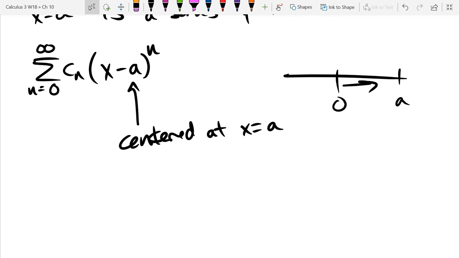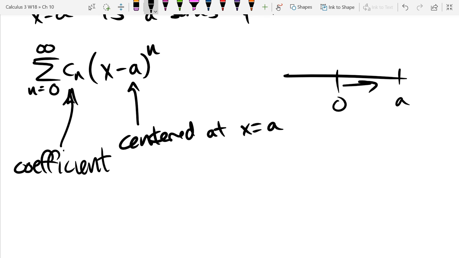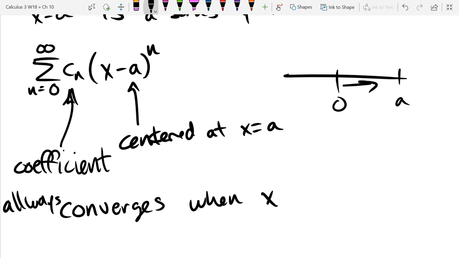Now, depending on what the coefficient in front is, this coefficient here, it may or may not converge for different x values. What x value always will make this converge? Zero or one? So 0 has something to do with it, but it's not when x equals 0. When x equals a, what is every term going to be? 0. So what do you get if you add up an infinite number of zeros? 0. So no matter what, it's going to converge when x equals a.